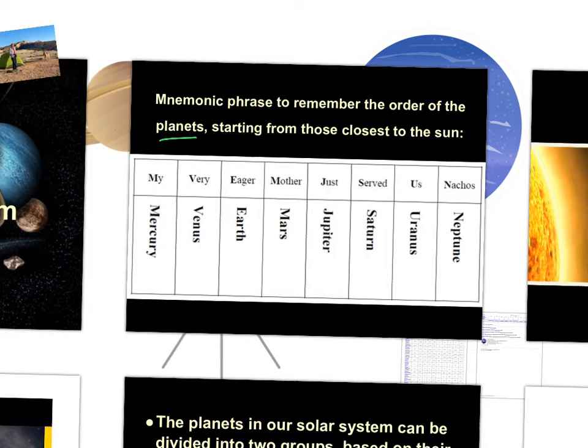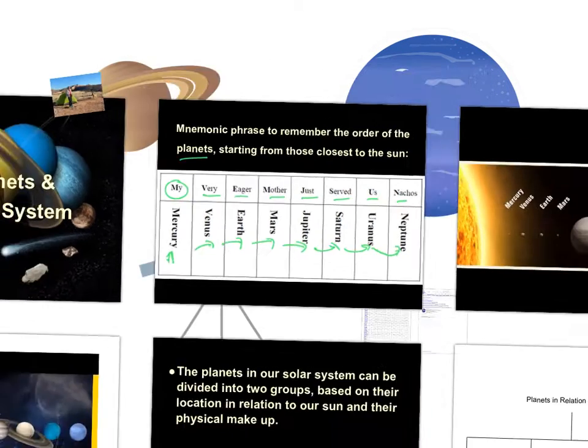It's called "My Very Eager Mother Just Served Us Nachos." Okay, and you notice there's not a P. So Mercury is the first planet, the closest planet to the sun, and then there's Venus, and then there's us, we're the third rock from the sun, and then Mars, and then Jupiter, Saturn, Uranus, and Neptune. Those are the planets in our solar system, and no, Pluto is not considered a planet anymore.